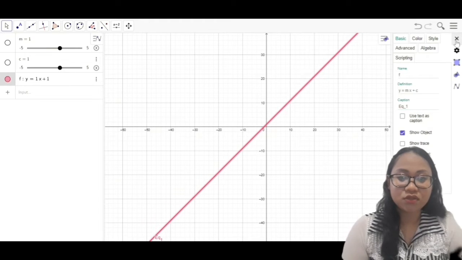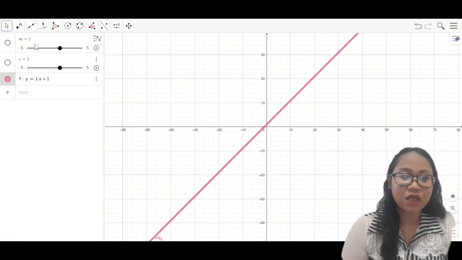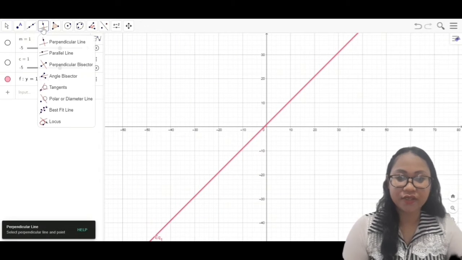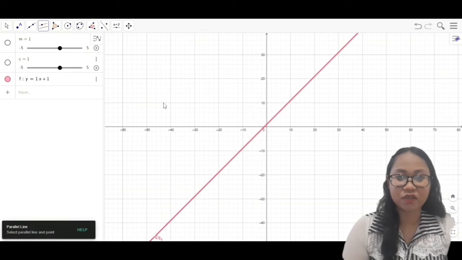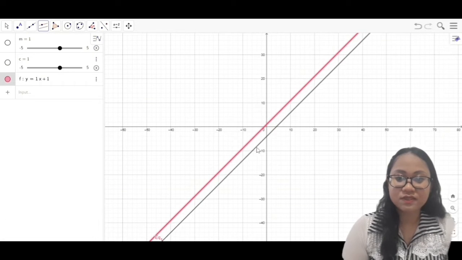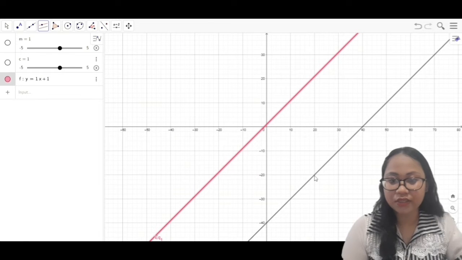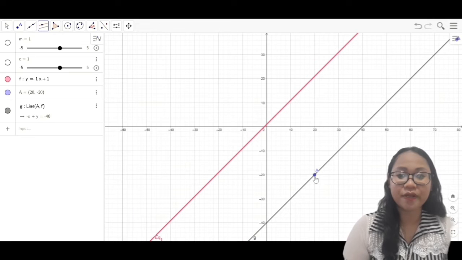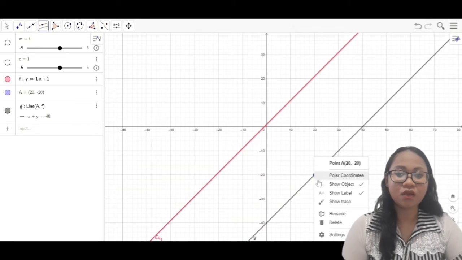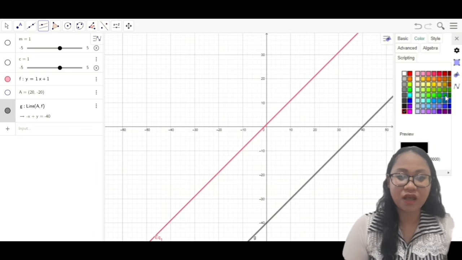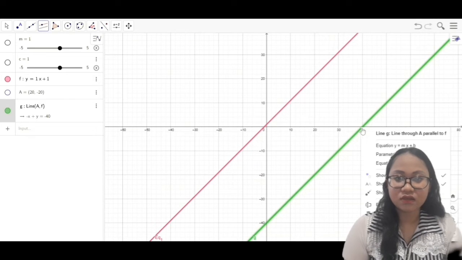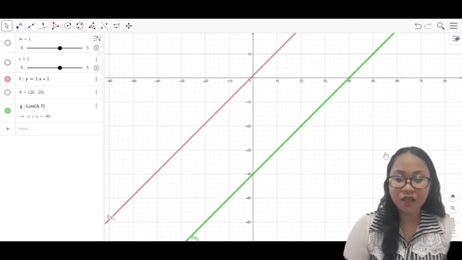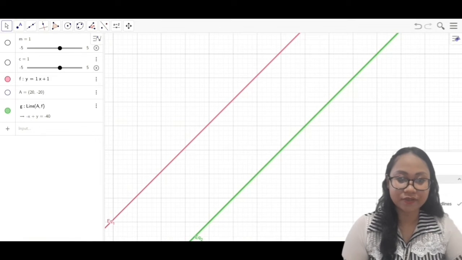Next step, we want to find another straight line that is parallel with the first straight line. Therefore, go to the menu and click the fourth button, choose parallel line. Click the first straight line and click at any point. Yay! We have successfully created a second line that is parallel to the first line. I'm going to set the second line with green color and label it as EQ2. To make this picture look clearer, I will remove the axis and the grid.